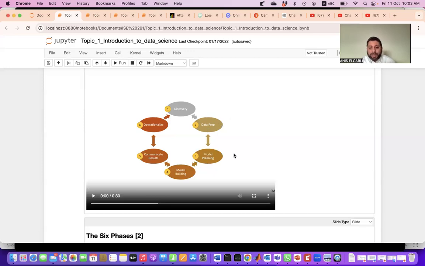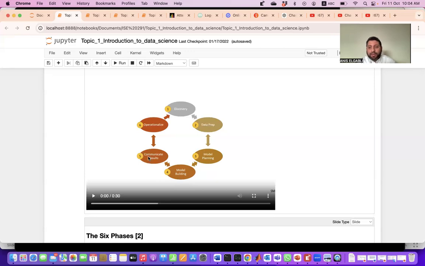Then you go to model planning. Here you define a number of methods or techniques that you want to follow in order to build the model. So here you define your roadmap. Then in step 4, model building, you will build the models you planned in your planning phase. You build these different models, you test them, and hopefully one of them is meeting your key performance metrics.